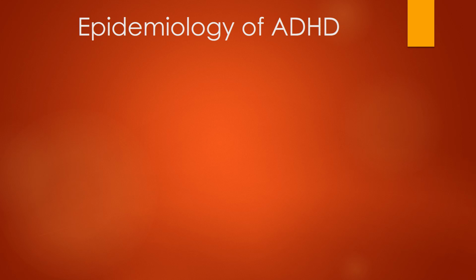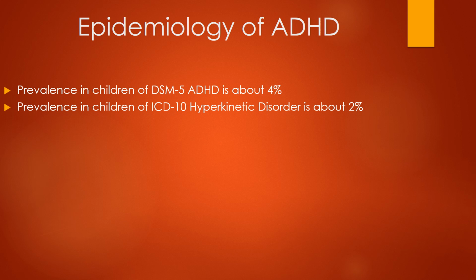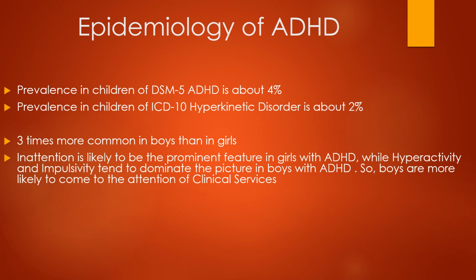We will now look at the epidemiology of ADHD. The prevalence in children of DSM-5 ADHD is about 4%. The prevalence in children of ICD-10 hyperkinetic disorder is about 2%. ADHD is 3 times more common in boys than in girls. Inattention is likely to be the prominent feature in girls with ADHD, while hyperactivity and impulsivity tend to dominate the picture in boys with ADHD. So boys are more likely to come to the attention of clinical services.